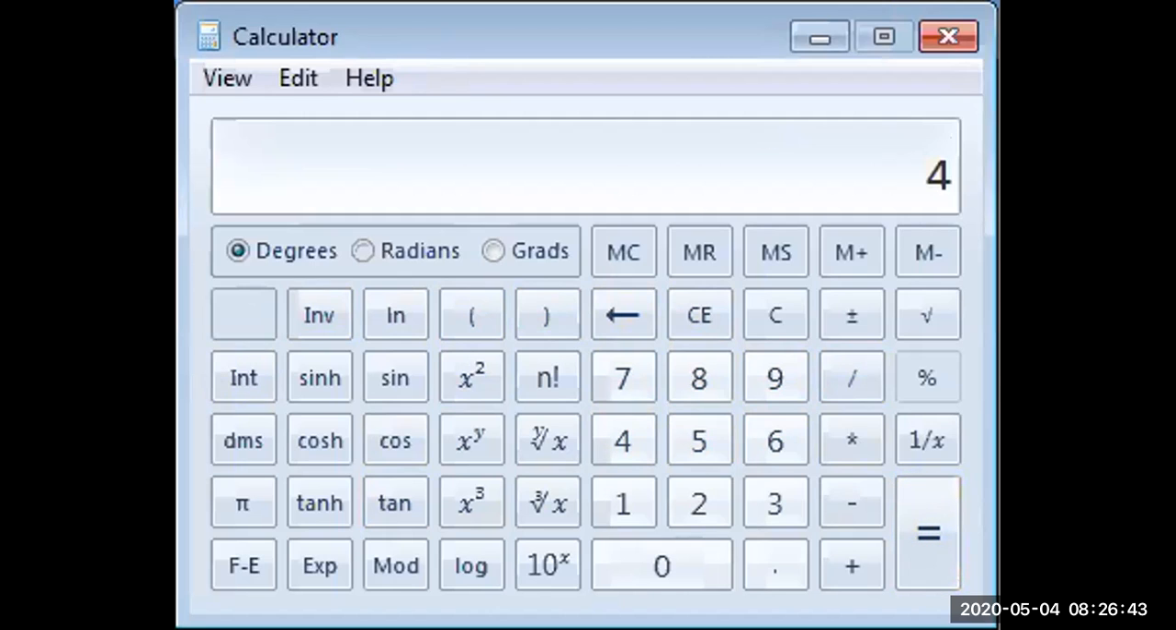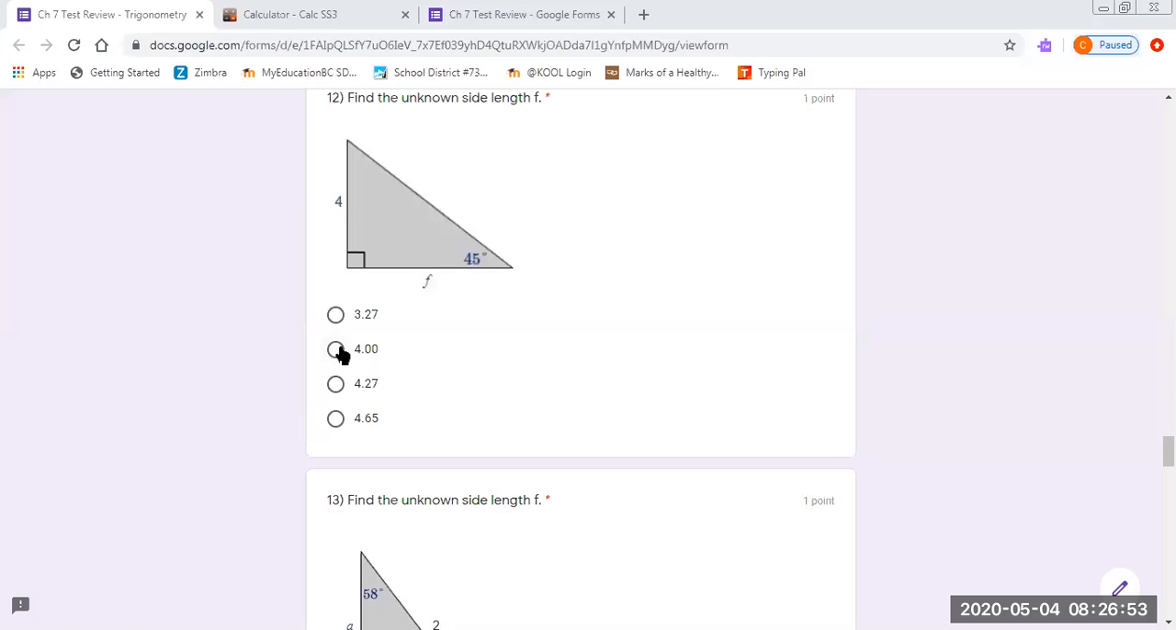And so this answer, because it's 45 degrees, is actually 4 for the adjacent side as well. It looks very similar to that angles question we had just earlier. So it's the same sort of question, just now we didn't know the side length. So 4 is the correct answer here.